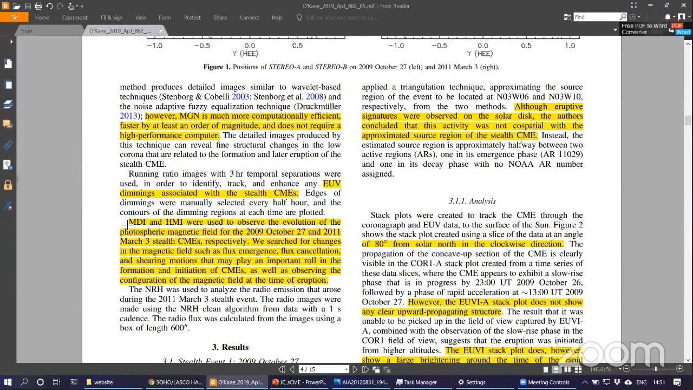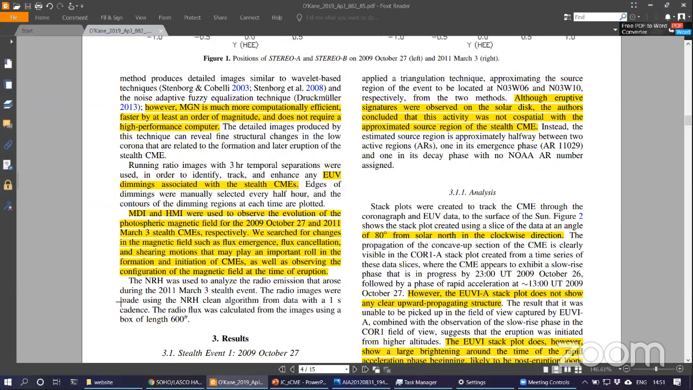They have also used the magnetograms, MDI and HMI, to understand the evolution of the surface magnetic field which can be associated with these two eruptions. So this was just a description of all the tools and techniques they have used for studying these CMEs. And there was one radio observation also, by the Nançay radio heliograph, and this is some cleaning technique for their radio data.